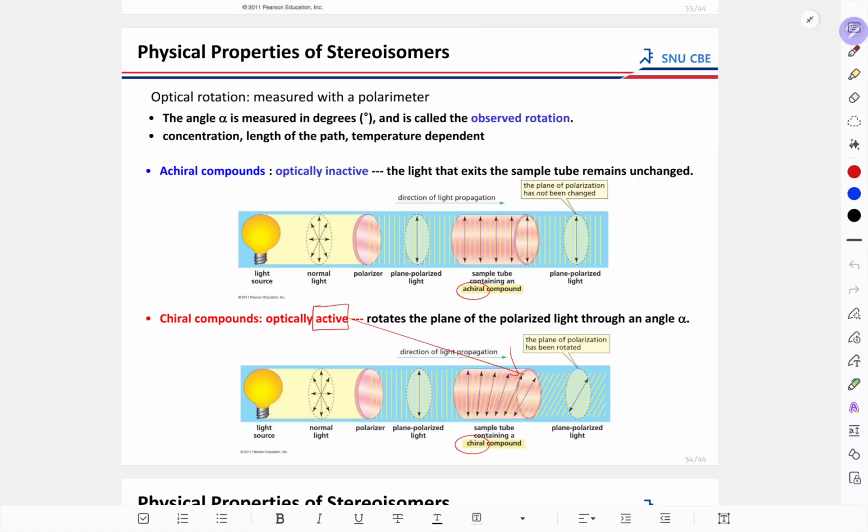So when you see the rotation, right, then we can say the compound is optically active, right? That's what that means. The sample or molecule in the sample chamber can rotate the plane of the polarized light, giving you a specific angle, alpha. Whereas an achiral compound is called optically inactive, doesn't give you any rotation. Okay?